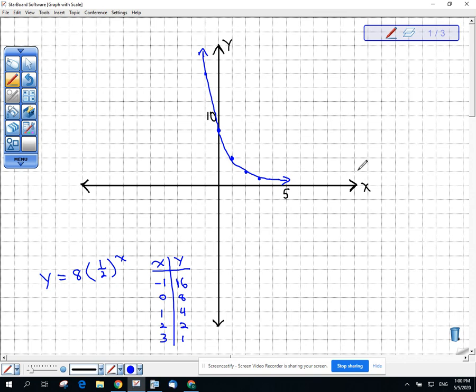So that was y equals 8 times (1/2) to the x. Now we called this earlier, we called this decay. Why? Well, you can tell by the graph that as x gets bigger, the graph is getting smaller. The y values are getting smaller. And the thing that's controlling that is the 1/2. Something between 0 and 1 in the b position is going to cause this to be exponential decay.